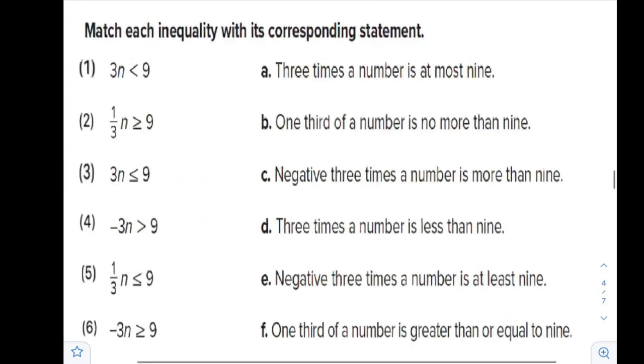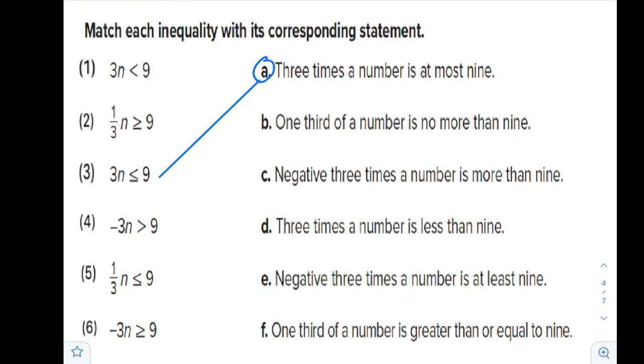Three times a number is at most 9. Let's call the number n. At most means everything will be less than or equal to that number, so everything will be below or equal to 9. That means 3n is less than or equal to 9. This will match to that.